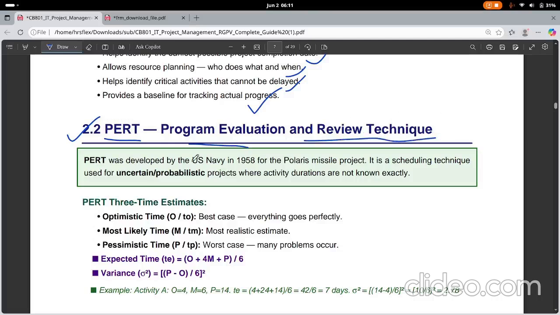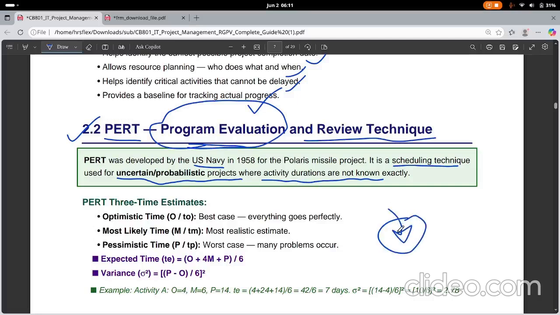PERT is basically based on history. It was developed by the US Navy for project management. They were handling some operations and wanted to use a scheduling technique. They used it for uncertain and probabilistic projects where activities are not known exactly. If you don't know exactly what the activities are and how much time each activity will take, you use PERT.